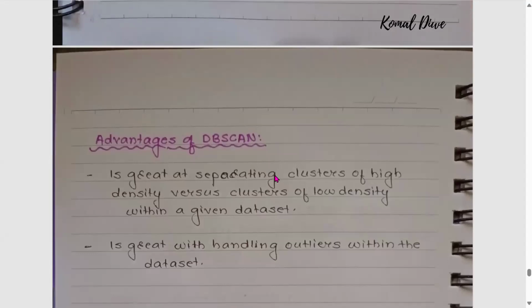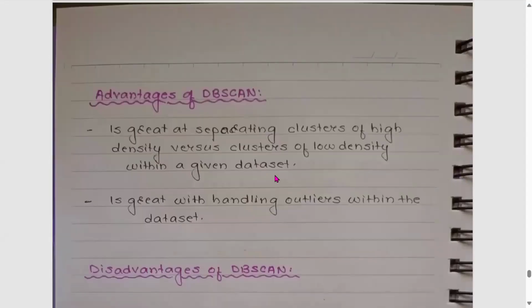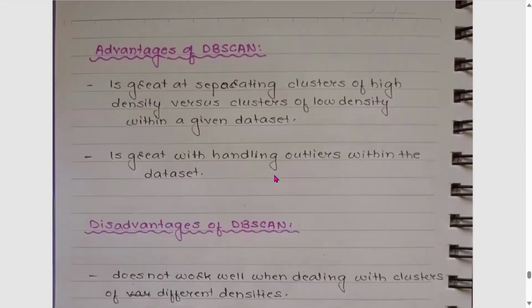Advantages of DBSCAN: it is great at separating clusters of high density versus clusters of low density within a given dataset. It is also great at handling clusters within the dataset.